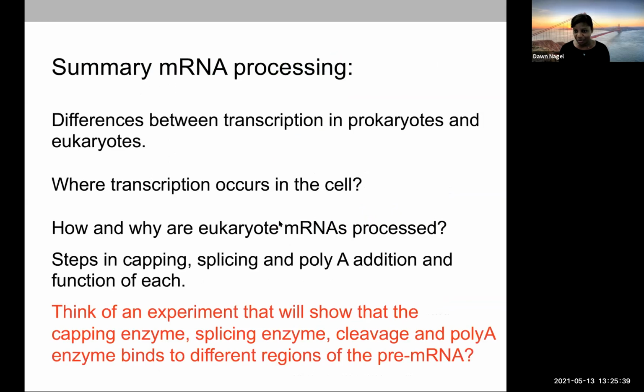And so when you're thinking about all these different steps in transcription and what happens in eukaryotes, it's really important for you to think about the difference between prokaryotes and eukaryotes, where transcription is occurring in the cell, right? And that's going to be different between these two organisms as well. How and why it needs to be processed, right? We talked about all of the important steps in 5' capping, alternative splicing, and polyadenylation.